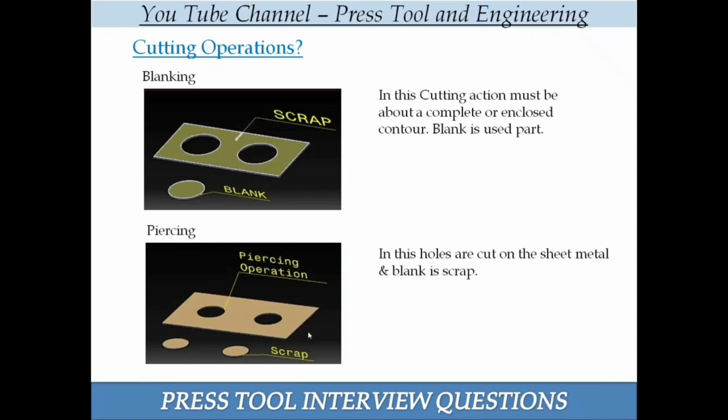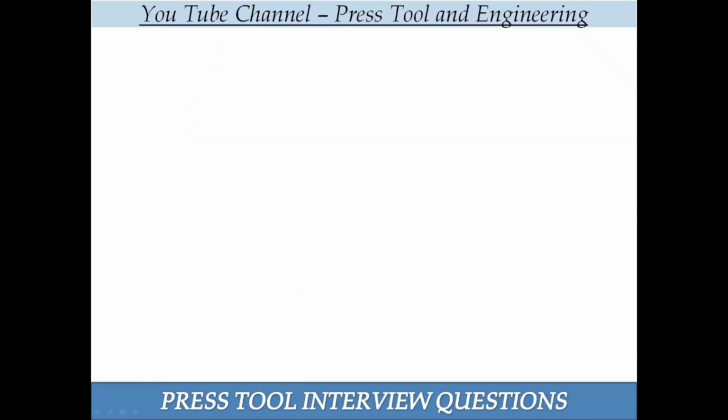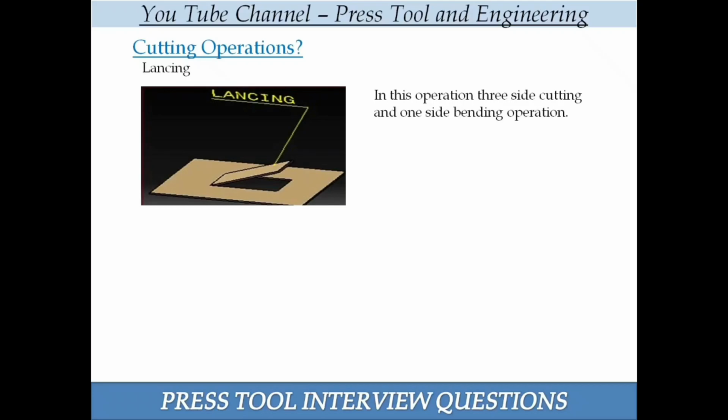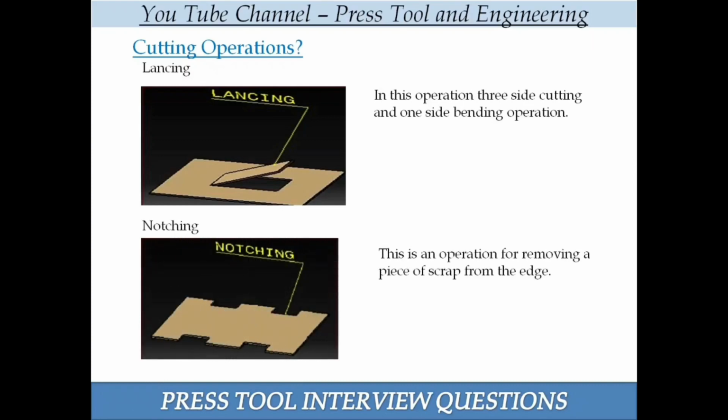In the figure shown, this is a scrap and this is a working part, and in this figure, this is a working part and this is a scrap. Lancing. In this operation, three sides are cut and one side is bent, which is called lancing. Notching. This is an operation for removing a piece of scrap from the edge. In this figure, this part is cut from the edge.